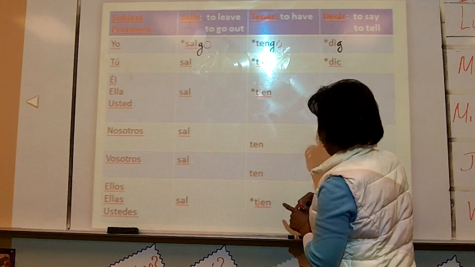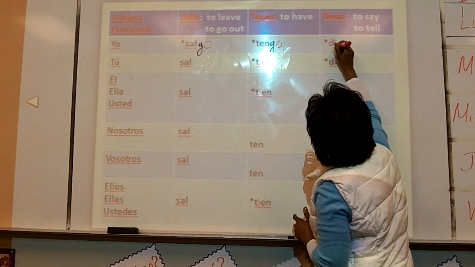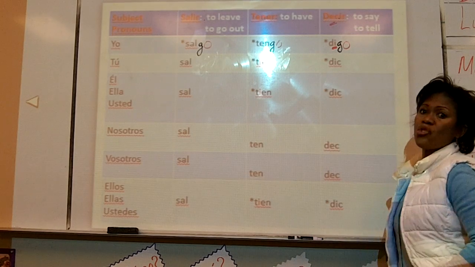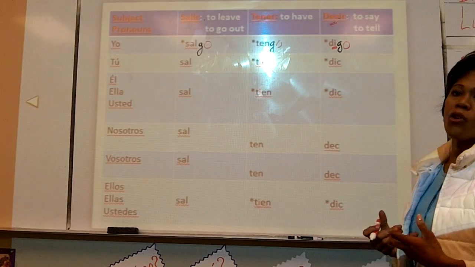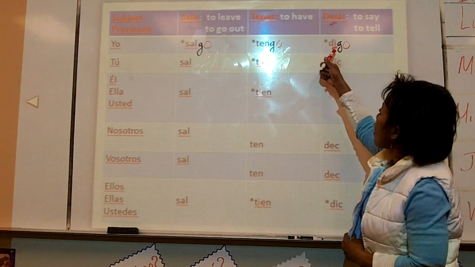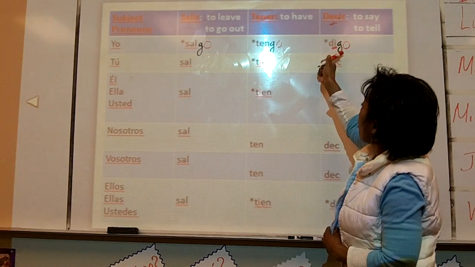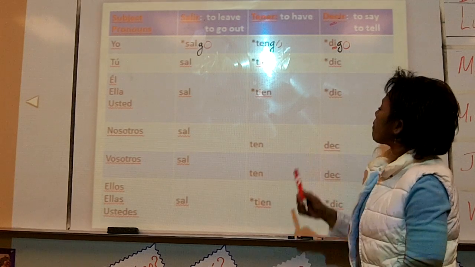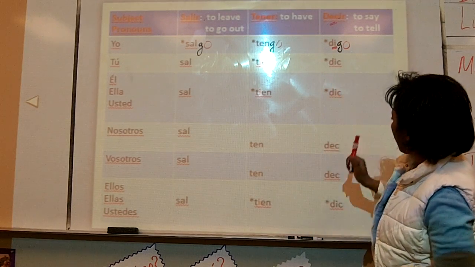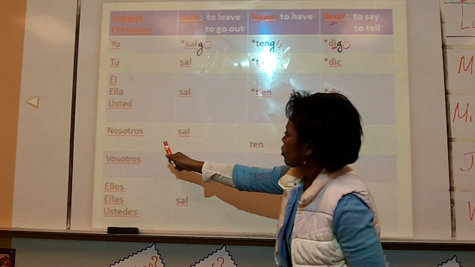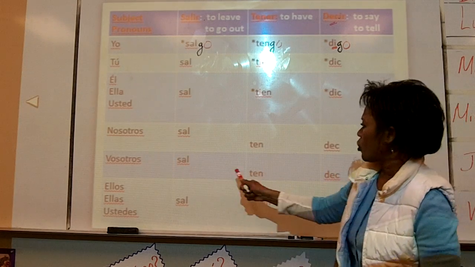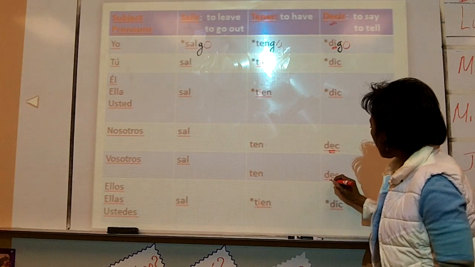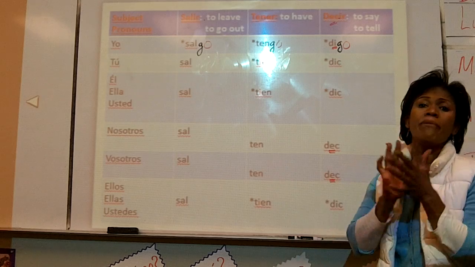G and then my O, but also notice that the E here in the decir changes to an I, and that's what also makes it irregular. So now I'm not going to say yo deco, but yo digo. So the E here changes to an I. So you have to remember that. For all of them, except for nosotros and for vosotros, notice that there's no I here. You keep your E. And you need to remember that.